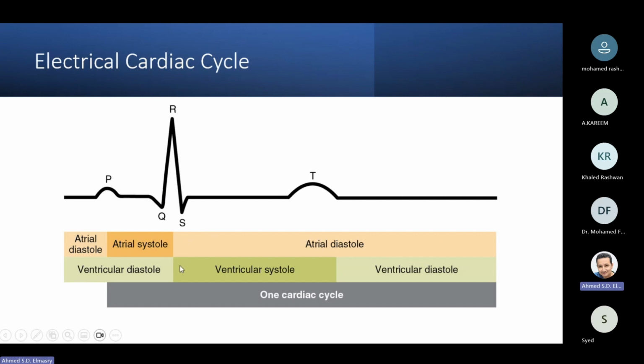Regarding the electrical ventricular cycle, it starts with the peak of the R wave, where the ventricular systole starts, till the end of the T wave, where the ventricular diastole is initiated, and it ends at the peak of the next R wave. So as we see here, the atrial systole is very short and the atrial diastole is the longest. The ventricular systole is shorter than the ventricular diastole, and the ventricular diastole takes a longer duration.